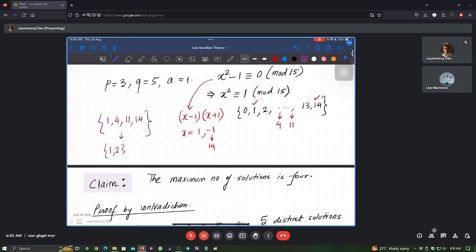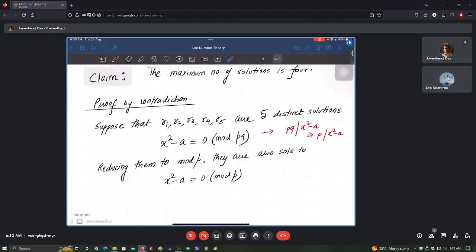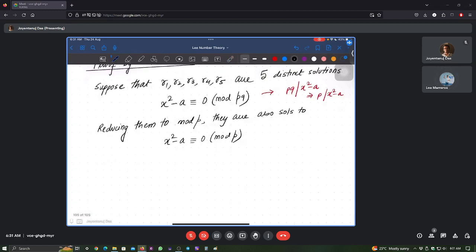So you can check here. If I change to 3 here, 1 square is 1, that is fine. And 2 square is 4, that is also 1. So 1 and 2 are the solutions to x square equals 1 mod 3, right? So that is what we are doing here. If I reduce these 5 solutions to modulo p, then they will be solutions to this equation. Right. So now, since p is prime, we can apply that mod p theorem, right?